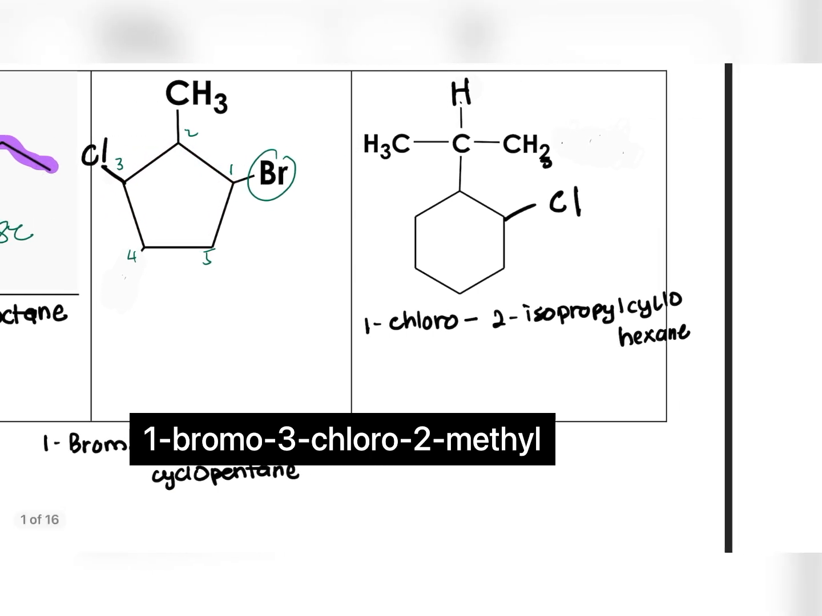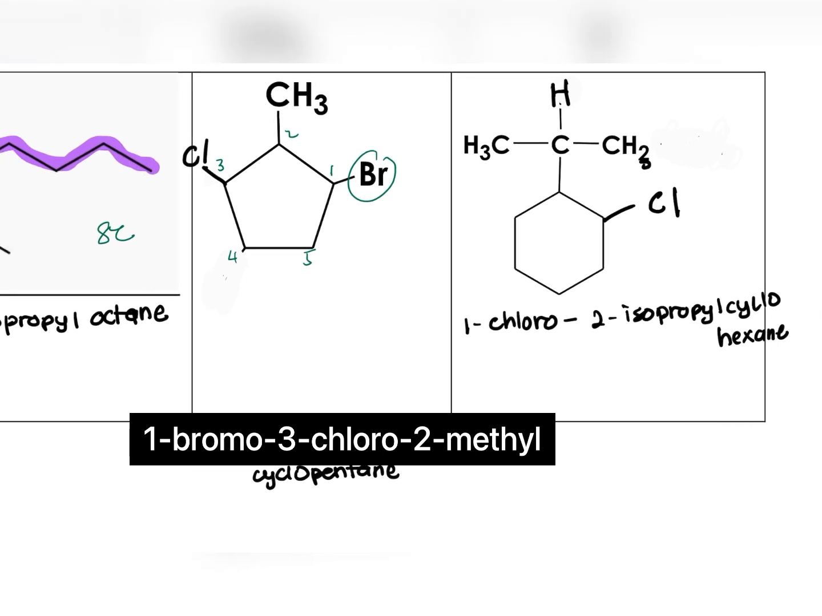Alright, so the last one untuk naming. Okay, so you have here cyclohexane. 1, 2, 3, 4, 5, 6. 6 carbon. And carbon 1 ada chloro. And you have here carbon 3 isopropyl. So the name will be 1-chloro, 2-isopropylcyclohexane.